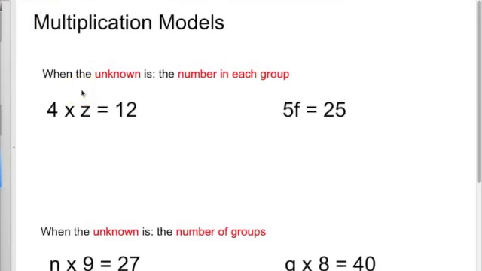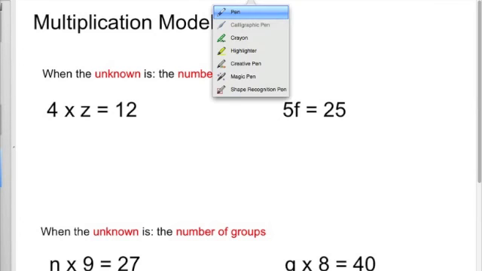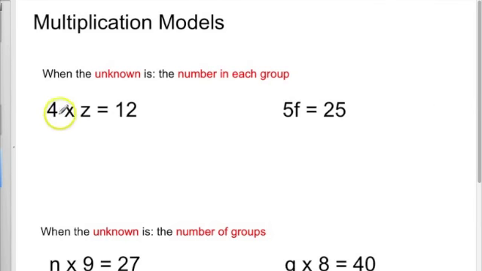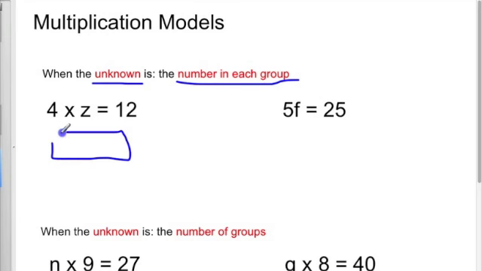Now let's practice some multiplication models. This model is going to show the number in each group. When we know the number in each group, the unknown is the number in each group. So we don't know. This is the unknown. The unknown is the number in each group. 4 times z, or 4z, we would keep that model just like we did when we were doing the expressions. We showed 4 groups, and we would place z in each group, and then the total would be 12.